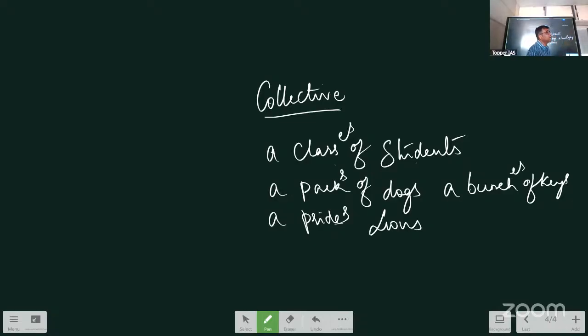It can never be singular because you cannot make a collection with one person. Can I say a class of student? No. If I make a collection, it should be more than one. Understood? So I cannot say, I can only say a dog, but I cannot say a pack of dog. Where are the other dogs? So a collective noun can never be singular.